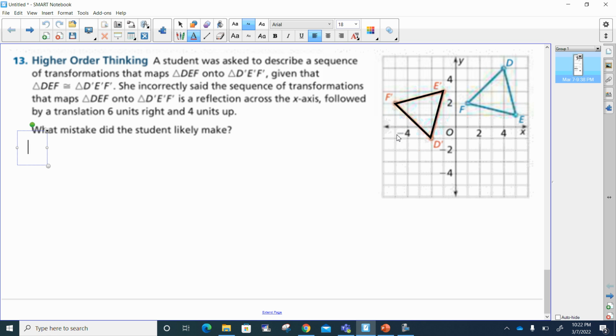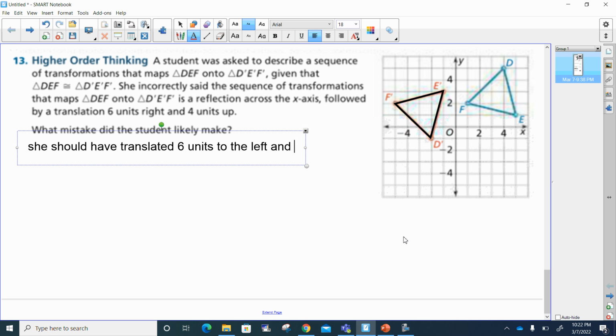What mistake did she make? It looks like what she did was she brought this one over to the right when it should be to the left. So she should have translated 6 units to the left and 4 units up. Okay? And that would have fixed it.